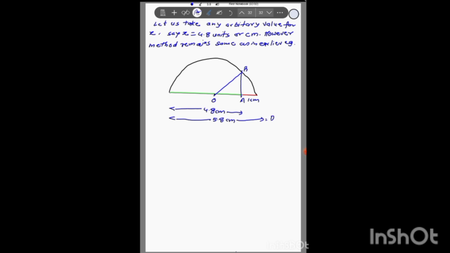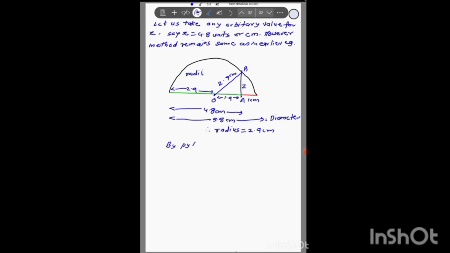So the radius will be half of it, 2.9 centimeters. Clear? That is very clear. So this is 2.9 centimeters. Okay. So from this is 1.9, 4.8 minus 2.9 is 1.9. This is again 2.9 as it is the radius of the same circle. So concentrate on the triangle OAB, where AB is equal to Z.